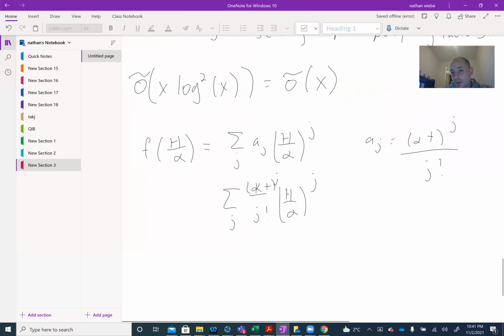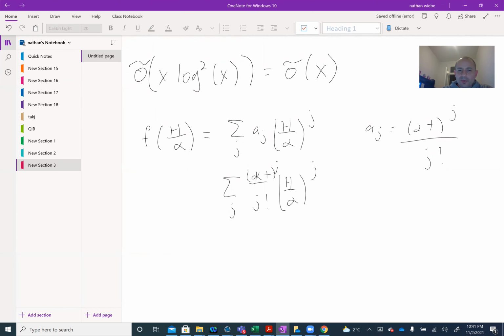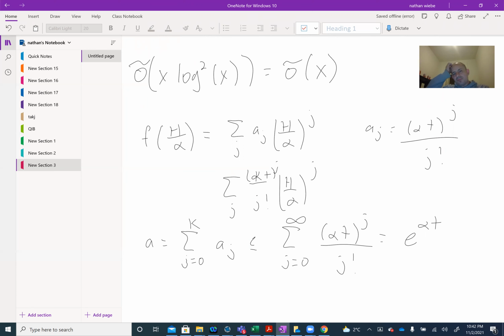And so what we'd like to figure out is what a is in this form. So a is the normalization constant that we have for the block encoding. So a here is going to be equal to the sum from j equals 0 to k of a_j, which is less than or equal to the sum from j equals 0 to infinity of (alpha t) to the j over j factorial, which again is equal to e to the alpha t. So that is our expression for this normalization constant a.